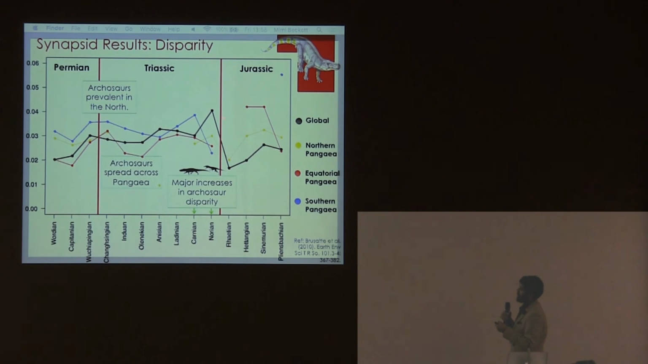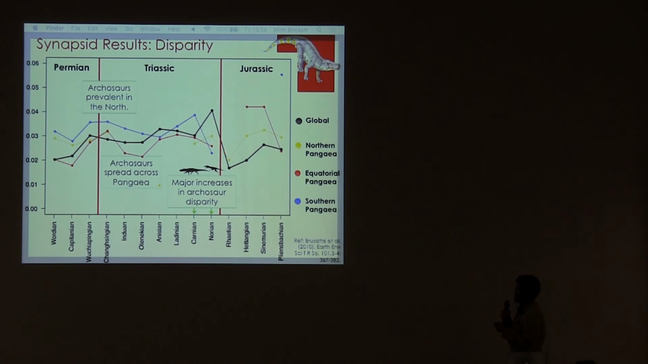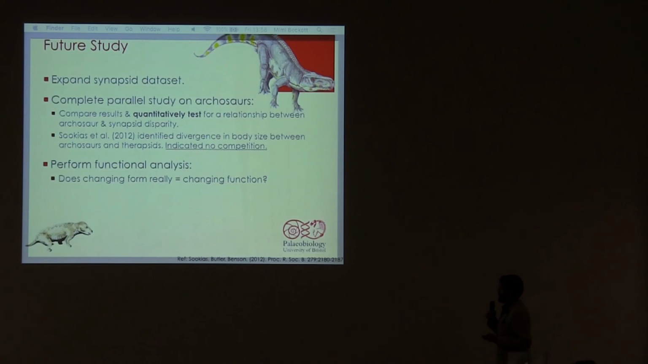And ultimately this here is actually a signal of the fact that there's only one dicynodont left and a few cynodonts, so that's an artifact of the data. But if we follow the trend, it just shows that the synapsids really had a hard time of it once archosaurs arrived.